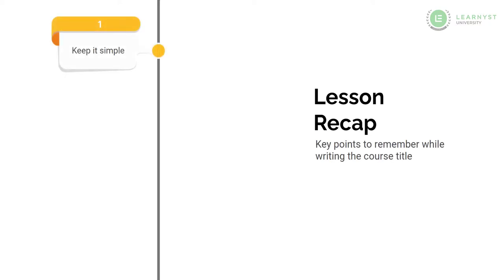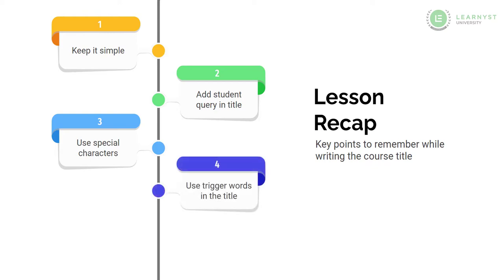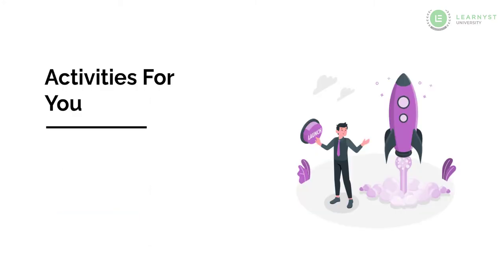Firstly, make your title simple. Write it down or say it aloud. Make those words as direct as you can. Use familiar words. Second, tweak your words by adding the student search terms in your title. Third, use special characters to separate the course subject and the course value that the student can get from your course. And the fourth, use trigger words, that is, powerful words in your title. Finally, make sure that your title is within 60 characters or within 10 words max. So with that said, these were the best practices for creating the course title.